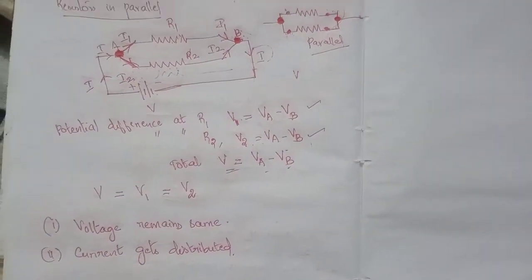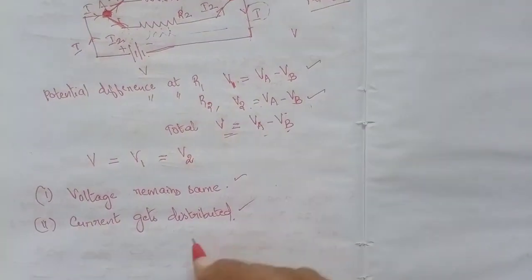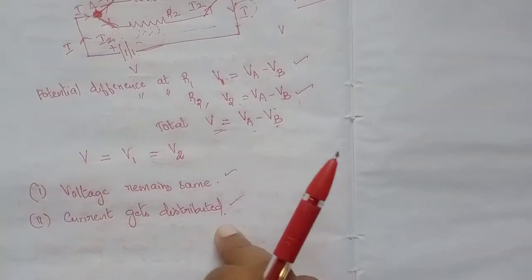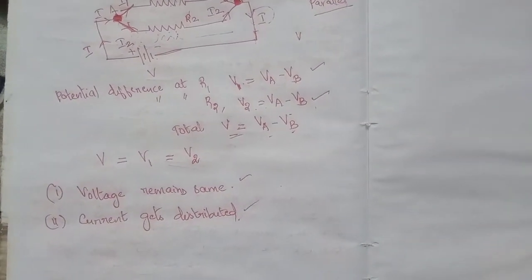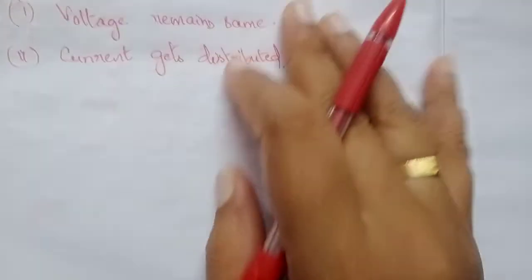So I think this is clear. These are the two main points that you need to keep in mind: the voltage always remains the same and the current gets distributed. Now let us derive a small equation for finding out the total resistance.